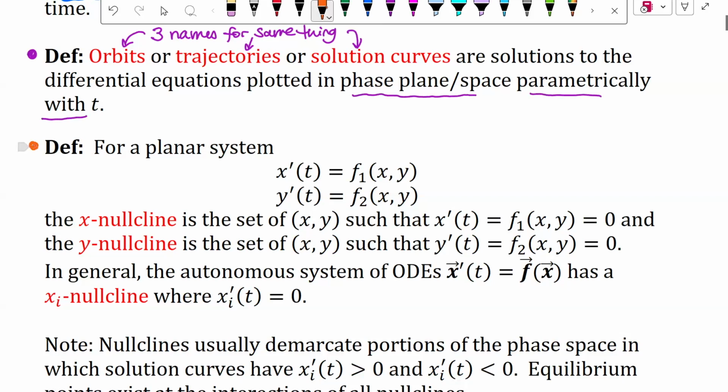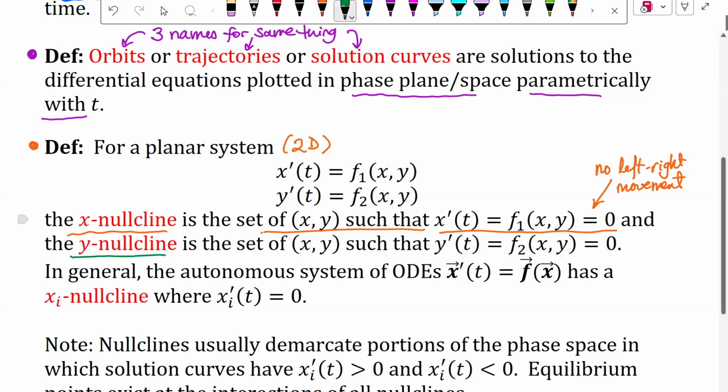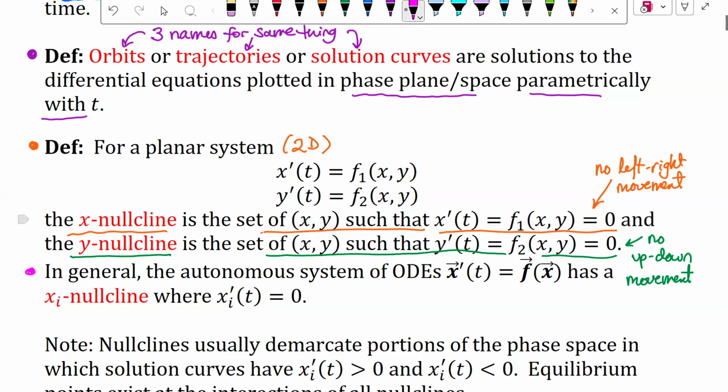Now, for a planar system in 2D, the concept of nullclines is important. The x nullcline is going to be the set of points (x, y) such that x prime is 0. In other words, it's the collection of points along which there is no left-right movement, no movement in the x direction. Similarly, the y nullcline is the set of points where y prime is 0. So there will be no up-down movement, no movement in the y direction. We can generalize this concept to any autonomous system of ODEs, where each dependent variable or each state will have its own set of nullclines.